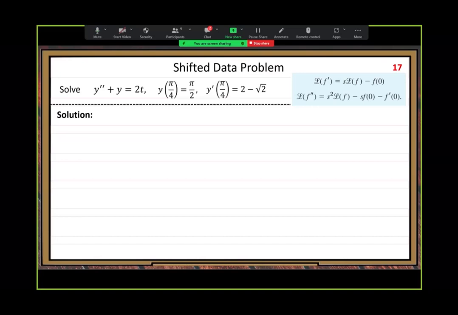So look at the title of the shift data problem. We need to do a shifting operation to make the coordinate system start at 0, not start at pi over 4. So we want to write a new function for which the initial value occurs at 0, not at pi over 4. That's the basic idea we use to solve this one.